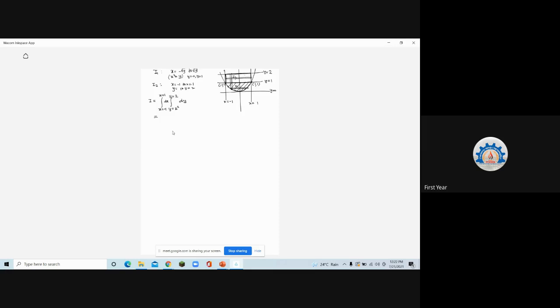Correct. Absolutely right. 10 by 3. Very good. Everybody is getting it, please, correct, Arya. So is the concept clear to everyone? Very simple.